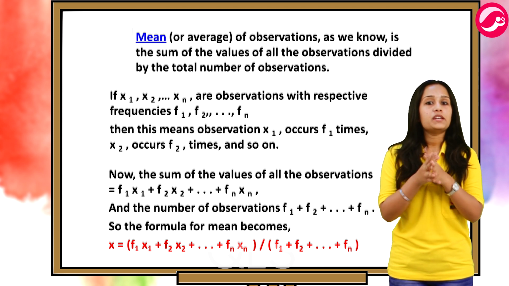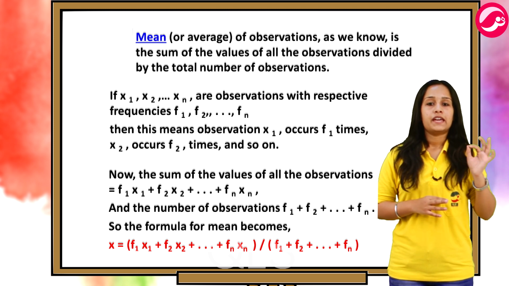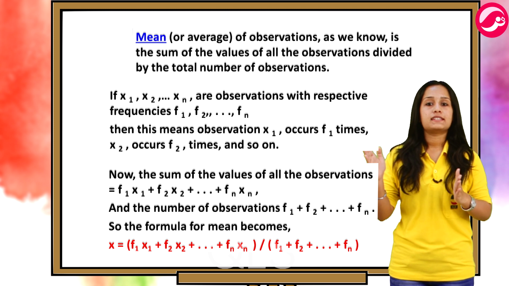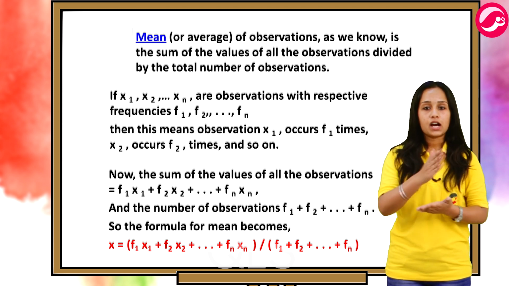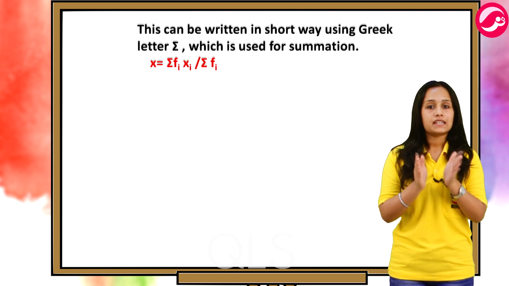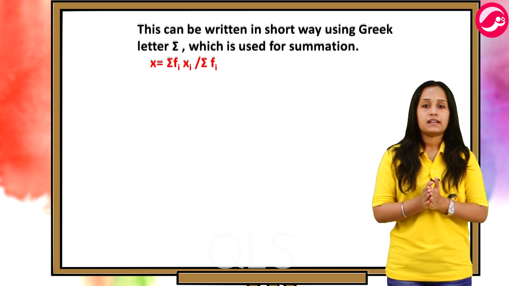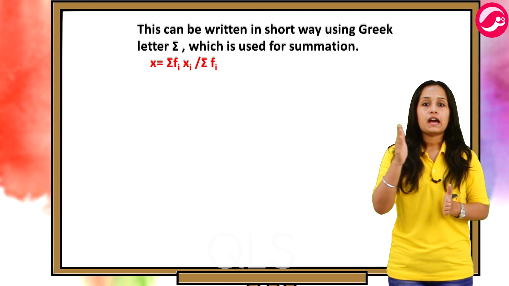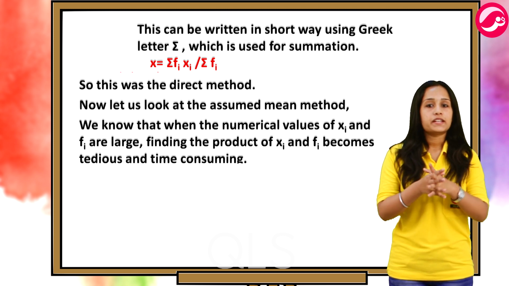So the formula for mean becomes x bar is equal to f1 x1 plus f2 x2 plus f3 x3 up to fn xn divided by f1 plus f2 plus f3 up to fn. This can be written in short way using Greek letter sigma, which is used for summation. So x bar can be written as sigma of fi xi divided by sigma of fi. So this was the direct method.